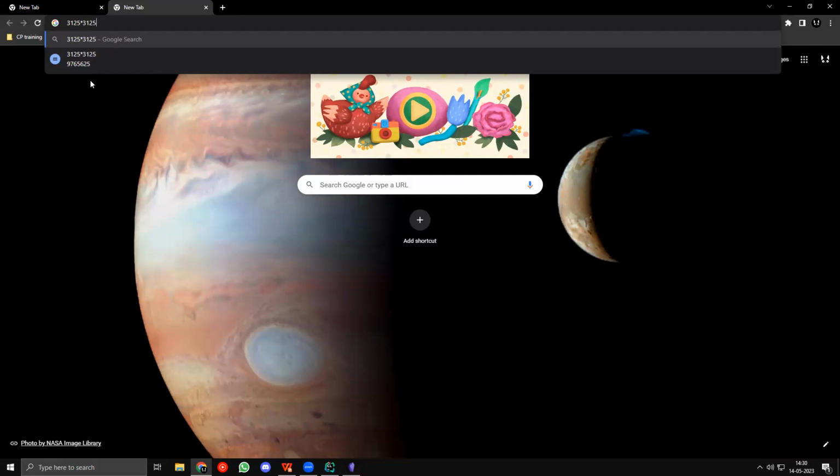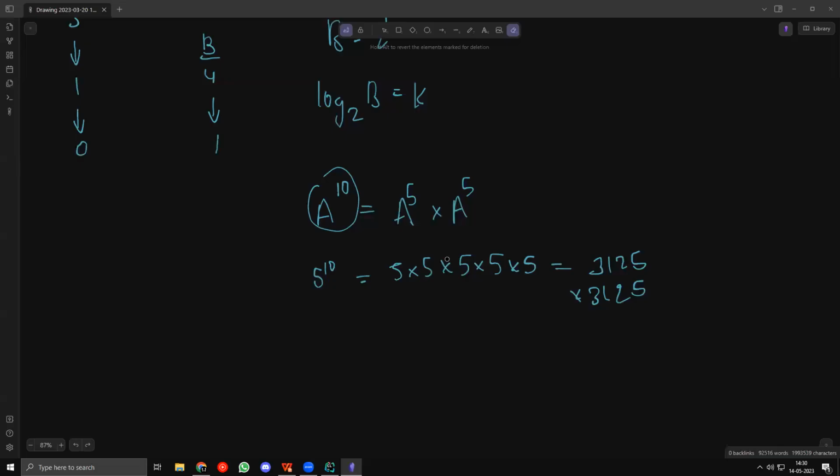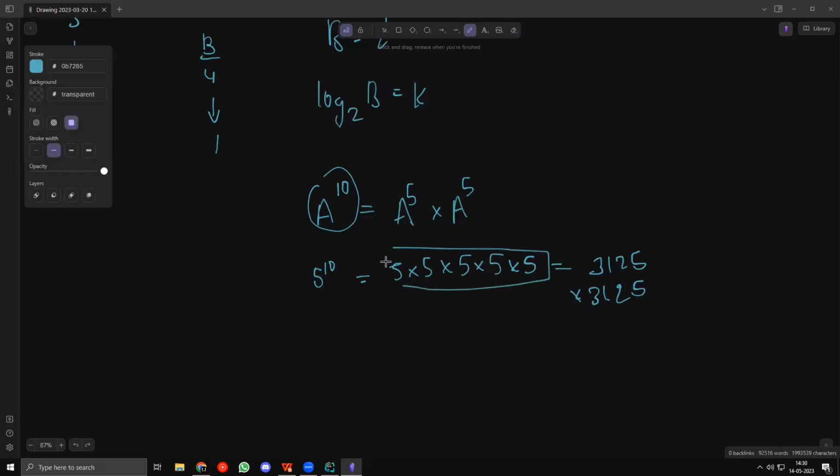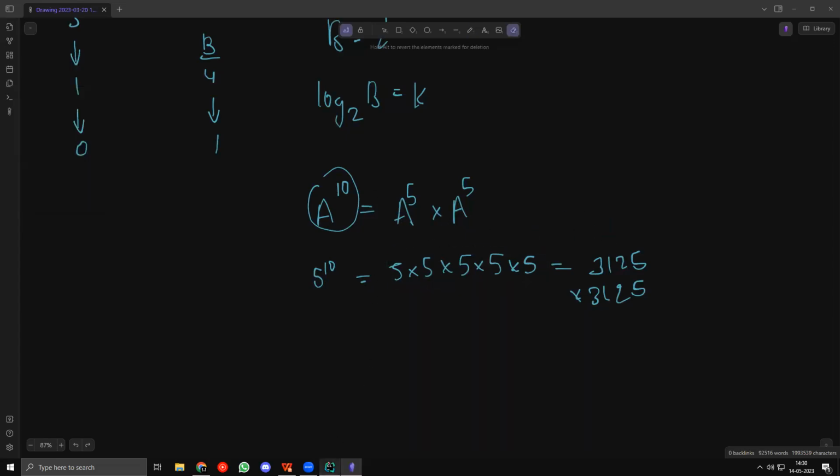So yeah, this is how binary exponentiation works. You just take half of the thing and you multiply it to get to the original value. That's it. It's as simple as that.